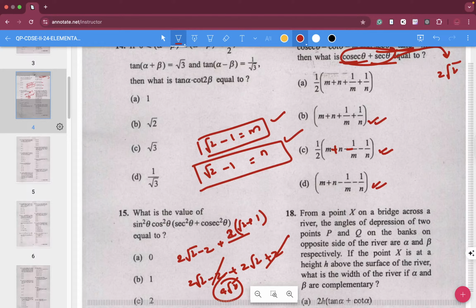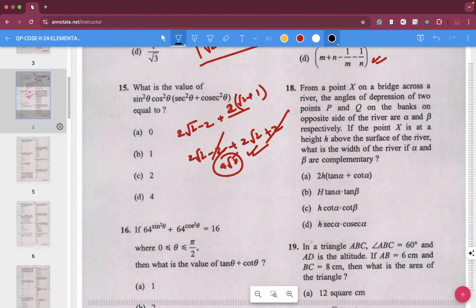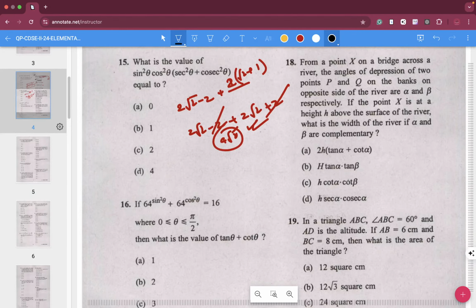Where did we want to reach? We wanted to reach 2 root 2, but we reached 4 root 2. So obviously there was supposed to be 1 by 2 as well, folks, which was missing. So that is why A is going to be the answer to this particular question. Always look for symmetry and all that.